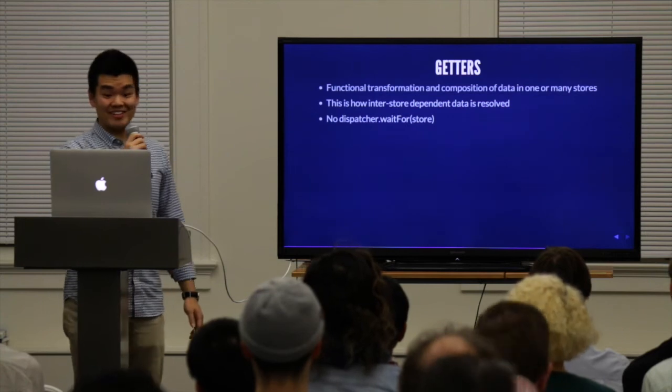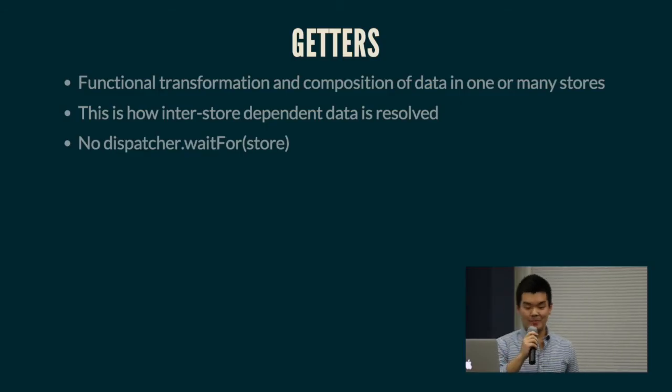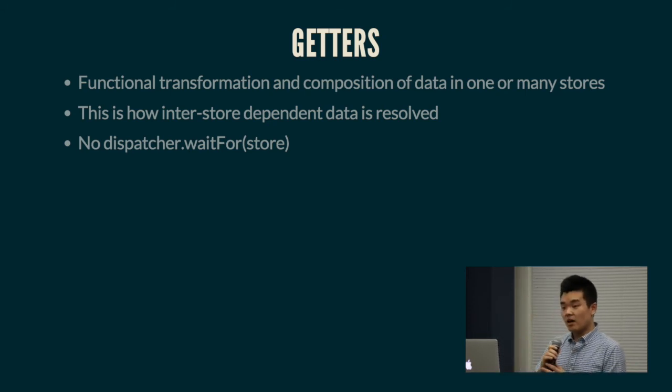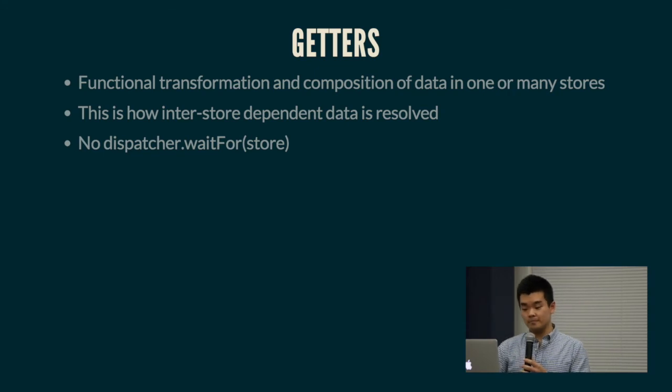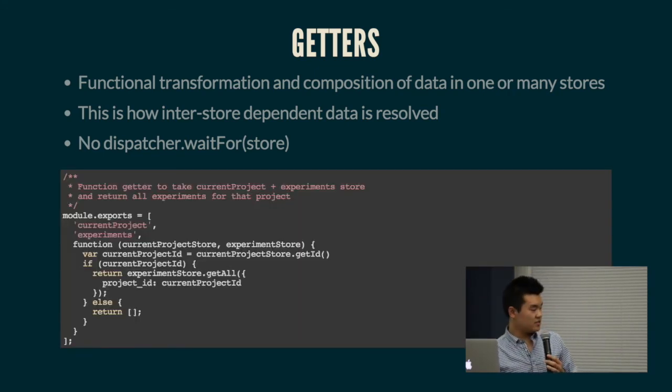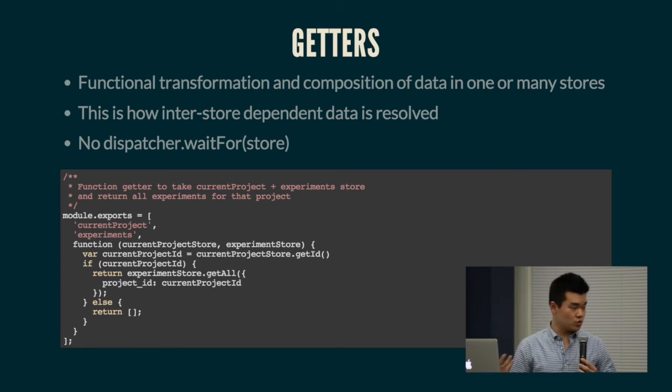All right, so now to getters. I talked a little bit about them earlier. They're functional transformations and composition of data in one or many stores. So if you need data from more than one store, use a getter. And this obviates the need for dispatcher waitFor. And this is an example of a very commonly used store.